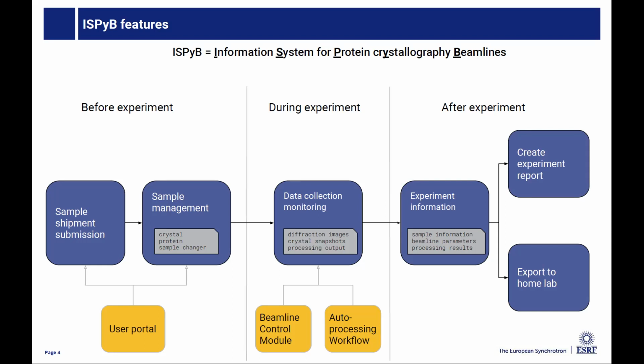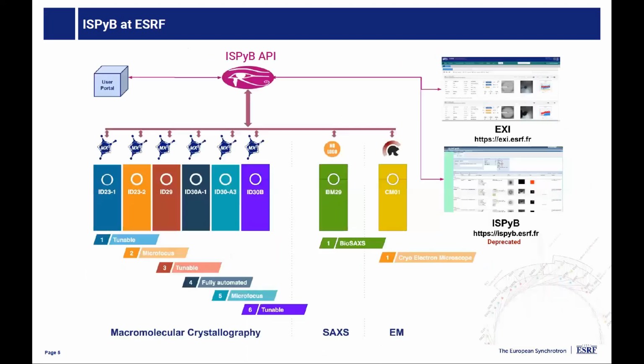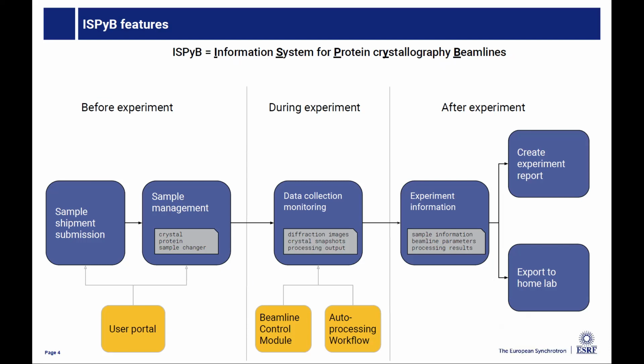And the third step is the data coming after the experiment. This will allow us to retrieve all the information about the experiment afterwards, to allow better processing and to enable the user to have a memory of what they did with what parameters. So we get all the sample information, the beamline parameters that were in place during the experiment, and also some information about the processing results. From all this information, we can create PDF experiment reports for the users, and also make exports of all this information to the home laboratory.